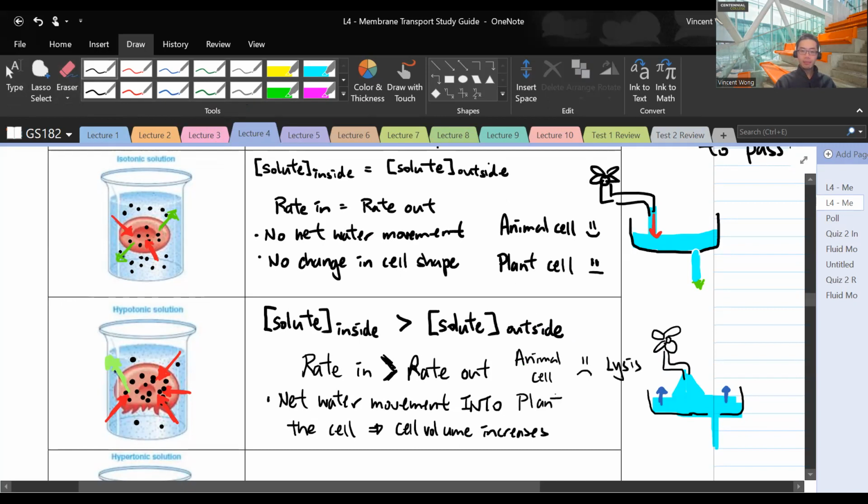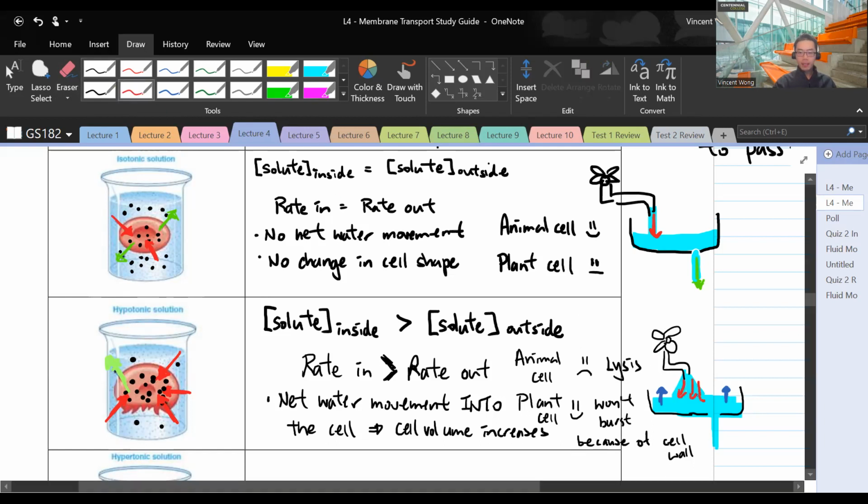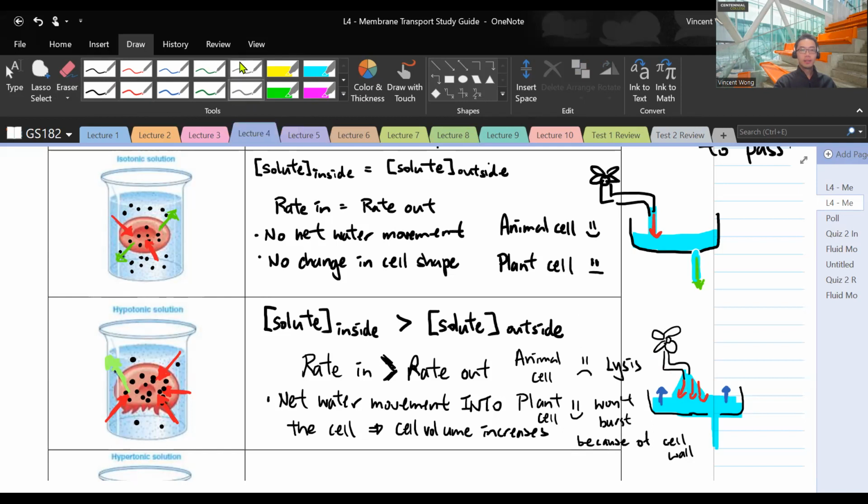But plant cells, they like this. They are happy. The plant cell will not burst because it has a cell wall. So in this case, you have more water coming in than water leaving.